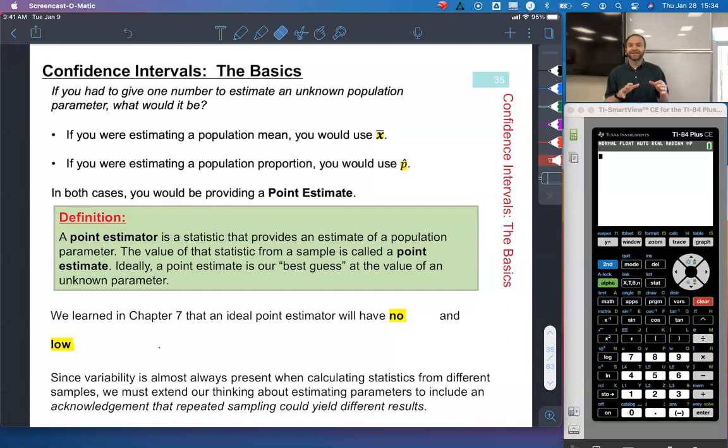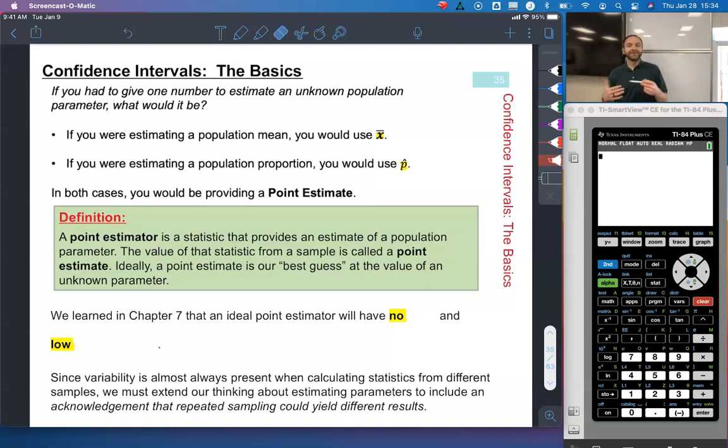The value of that statistic for a sample is called a point estimate. It's our best guess for an unknown parameter. It's the best guess we can do. If I don't know my population mean, but I collected a sample and found the mean of that, that's my point estimate. And what happens if I do that many times? Well, we looked at that in Chapter 7 with sampling distributions.